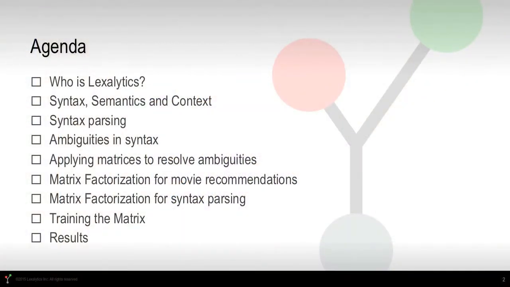So what are we actually going to talk about? Who we are, who I am, who we are. Syntax, semantics, and context. So we're going to start kind of high level. Talk a little bit about syntax parsing and some of the ambiguities that we as humans just kind of naturally deal with, but that machines are going to be way less good at dealing with. How you can apply matrices to resolve some of these ambiguities based on large, unsupervised training sets.